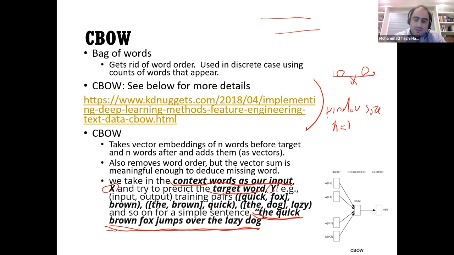Now, I want to generate X and Y. What do I say? I will consider the first word, for example, "the". So I'm saying that this "the" would be the target word. What is the input? The input would be essentially empty and "quick". That would be "the" and "quick".